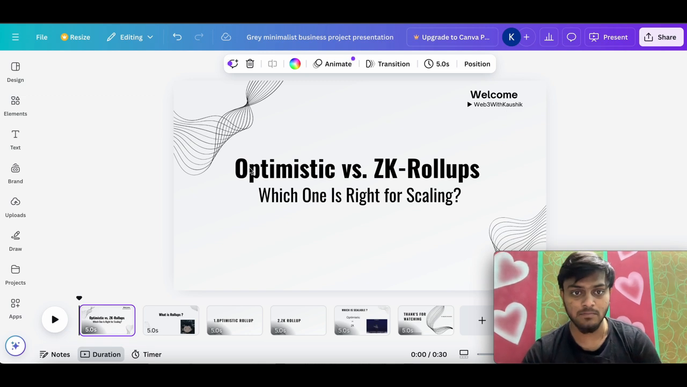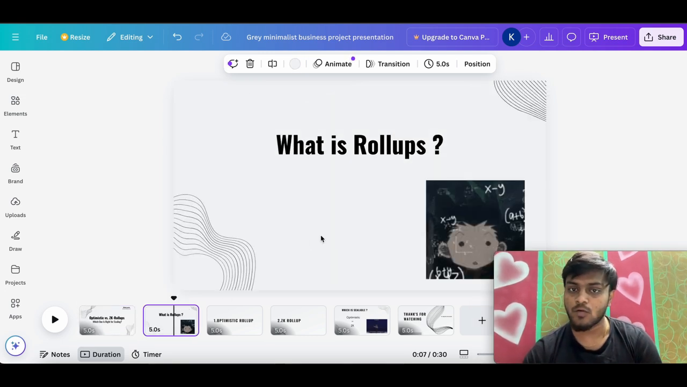Without wasting time, let's get into optimistic and ZK rollups and which one is right for scaling. First of all, let's see what a rollup is. Let me explain it as a simple thing.